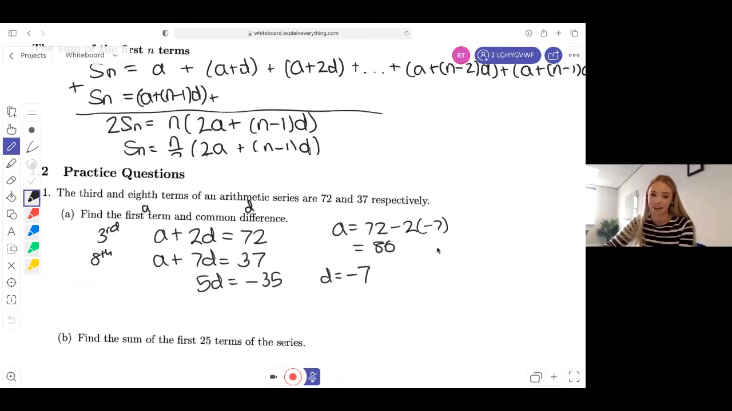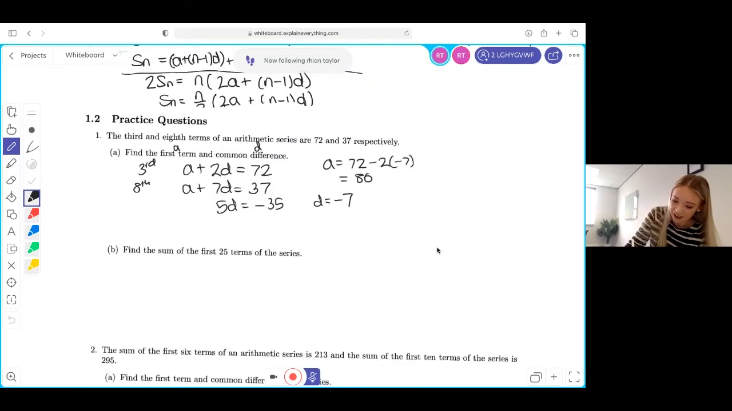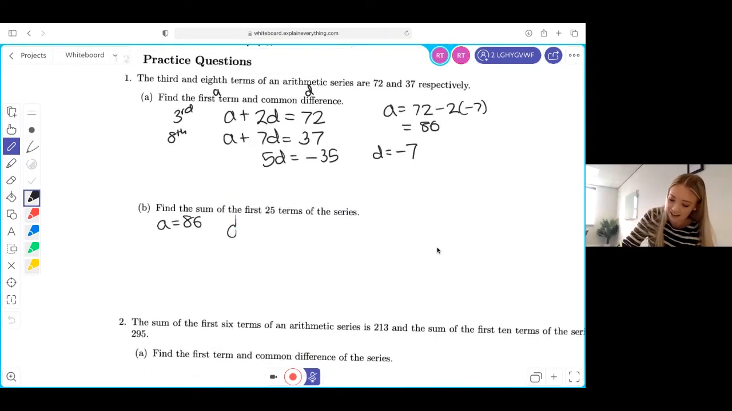The questions that usually follow that are find the sum of the first however many terms of the series. So we'll use the formula that we proved at the top. And we'll just put all of our values in for a, n, and d. So if we have a is 86, d is minus 7, and we want to find the sum of the first 25 terms, so our n is 25. And all of that we're just going to put into our formula.